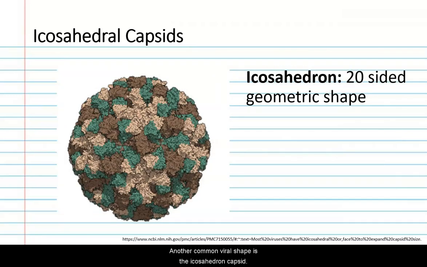Another common viral shape is the icosahedral capsid. An icosahedral is a 20-sided geometric shape. It is made up of 20 equilateral triangles that are formed by the capsomere proteins. The nucleic acid of these viruses is found inside this protein shell. Here we have an illustration of norovirus, a common cause of viral gastroenteritis. This virus contains RNA inside that protein capsid.